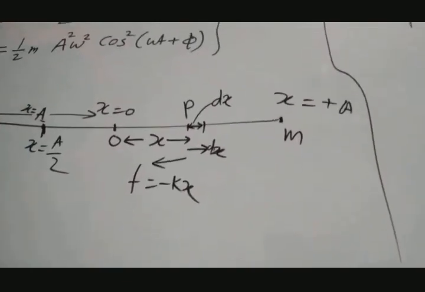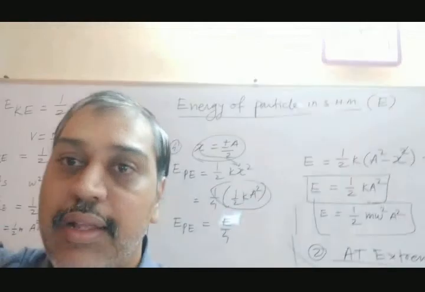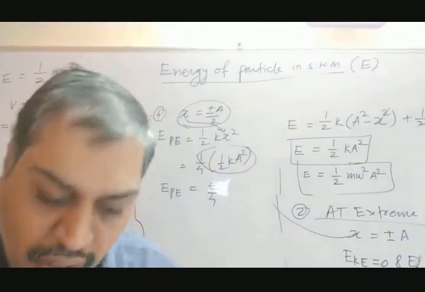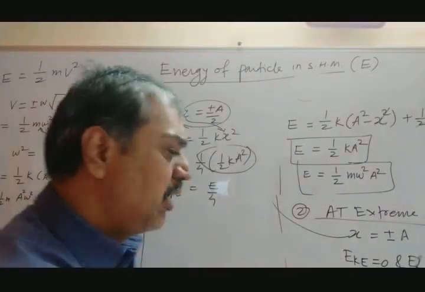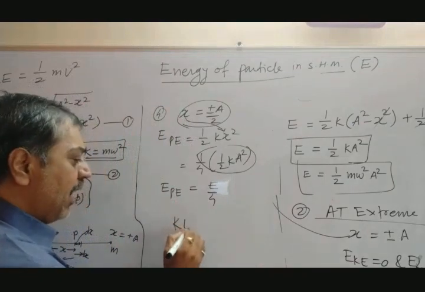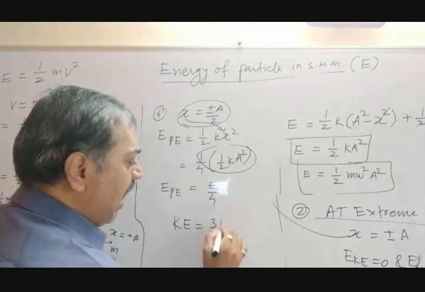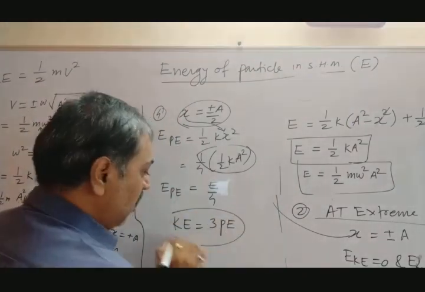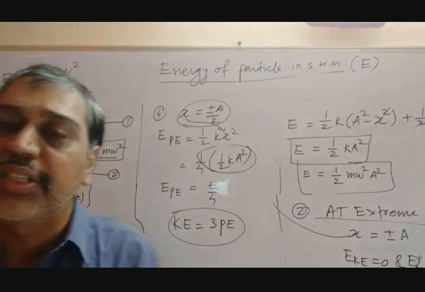And here, what will occur? Potential energy is 1/4 of the total energy. What occurred to kinetic energy? Just look at your book. They have written directly kinetic energy equal to 3 times the potential energy. Now the question comes, how does this equation come?